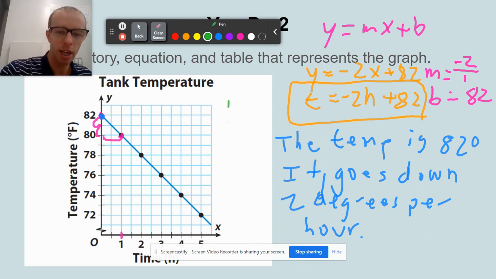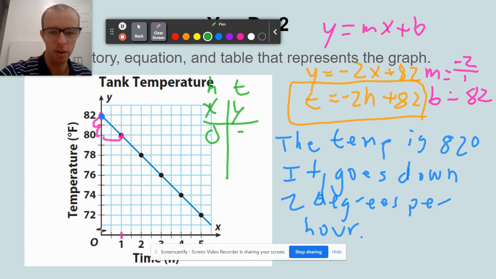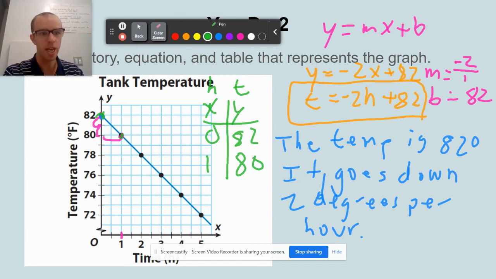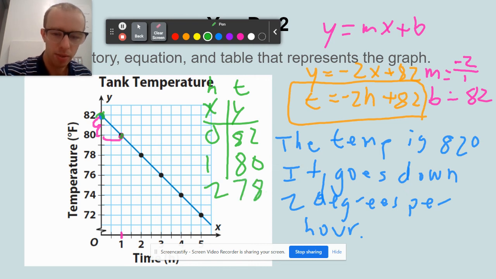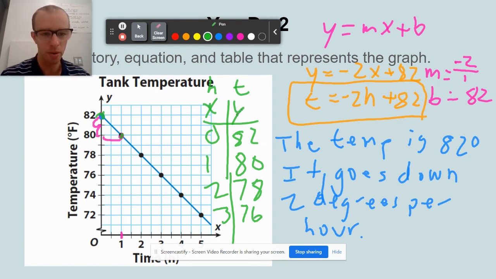All right, last is the table. I don't want to really use X and Y. I'd really like to use hours and temperature, right? So after 0 hours, what's the temperature? We could look at our story. Well, it starts at 82. Could also look at my graph right here. After 1 hour, what's the temperature? Well, it tells me on the graph, right? It's 80 degrees. But also the story really tells me it's going down 2 degrees per hour. So after 1 hour, it should go down 2. After 2 hours, it goes down 2 more. After 3 hours, it goes down 2 more. And voila, we have our table, graph, equation, story, all from this.